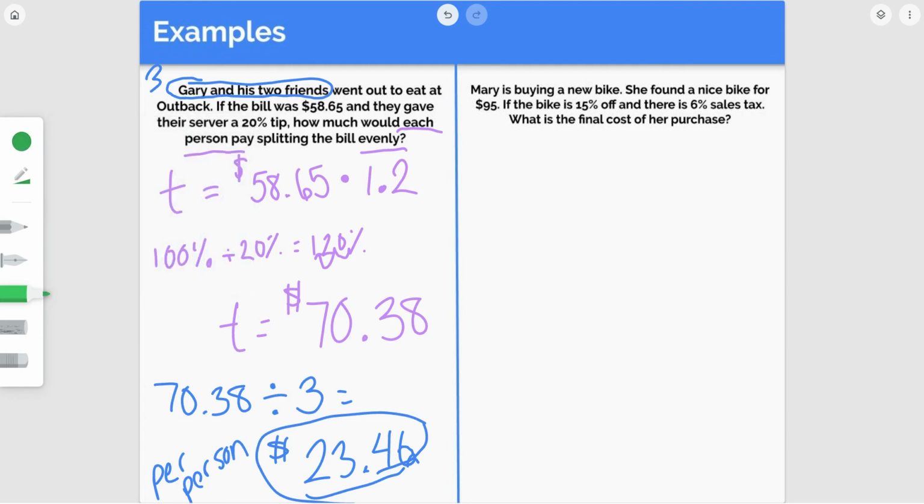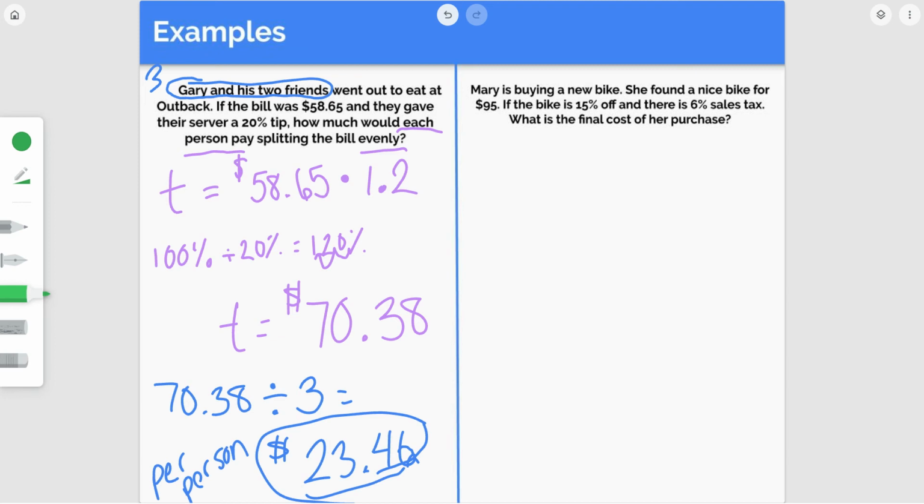All right, next one. Mary is buying a new bike. Awesome, Mary, getting some exercise in during this quarantine. She found a nice bike for $95. If the bike is 15% off and there is a 6% sales tax, what is the final cost of her purchase? All right, so you're going to see a hint on your problem like this on your extra credit where it says we need to find the sale price first and then find the sales tax on that new price.